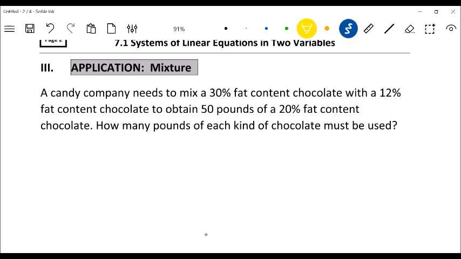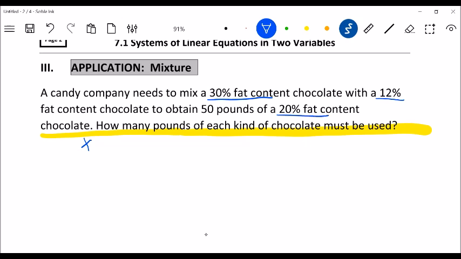So we need to know how many pounds are being used of both. So let's do the same thing as the last one, where I'm going to put X's and Y's. And we have three different things. We have a 30% chocolate, a 12% chocolate, and we're trying to make a 20% chocolate. Well, let's make X equals the pounds of 30%. Now, I can keep saying fat content chocolate. I'm just going to say chocolate. And then Y is going to be the pounds of 12% chocolate.